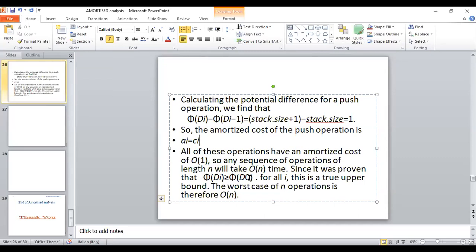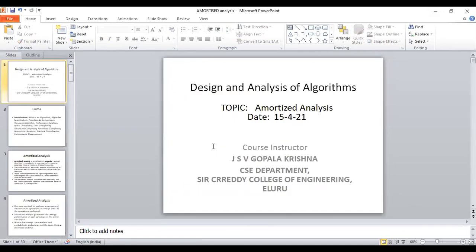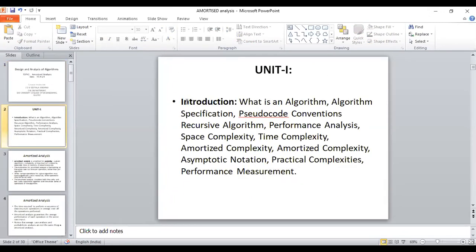Okay, when you consider the various topics covered up to today in our syllabus, in the unit 1 syllabus, we have the introduction. In this, we have what an algorithm is, the specifications of various algorithms, pseudocode conventions, recursive algorithms, and the performance analysis of algorithms, space complexity and time complexity. All these things are covered. And amortized complexity is also completed now.